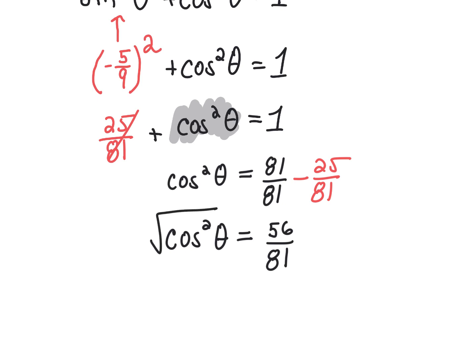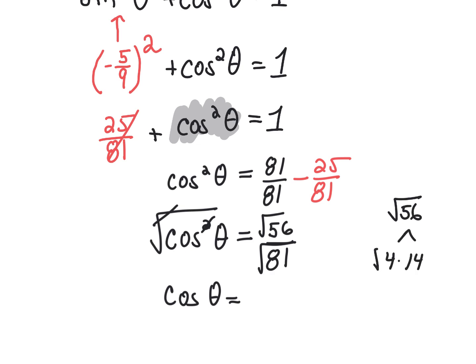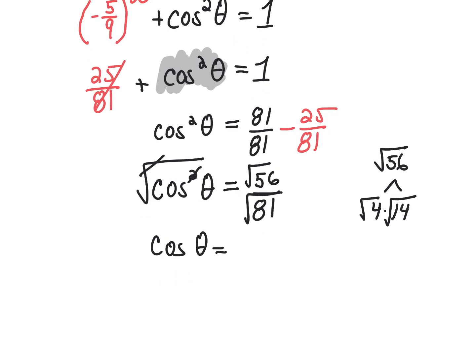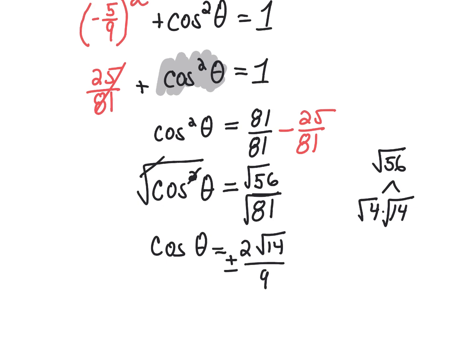Square root both sides. The square root of 56, you might recall, breaks down into 4 times 14. 4 is the largest perfect square that goes into 56. So the numerator turns into 2 root 14 over 9. But remember, when you square root both sides, there's actually 2 values that could satisfy that equation. So right now we have cosine of theta equals plus or minus 2 root 14 over 9.